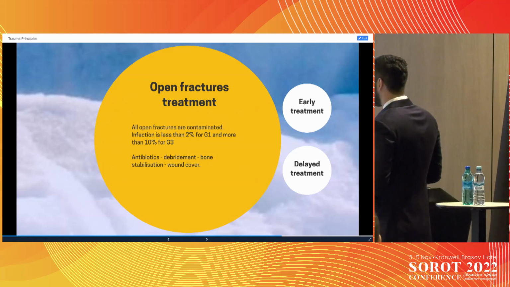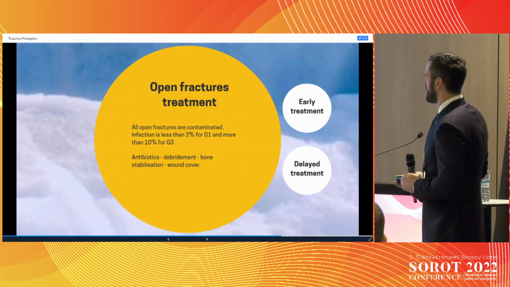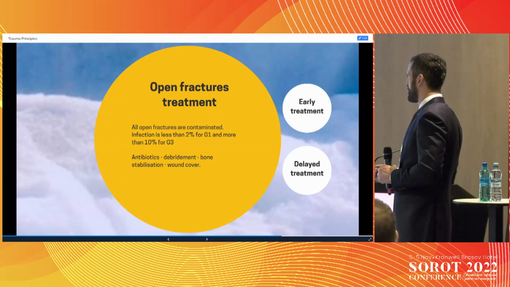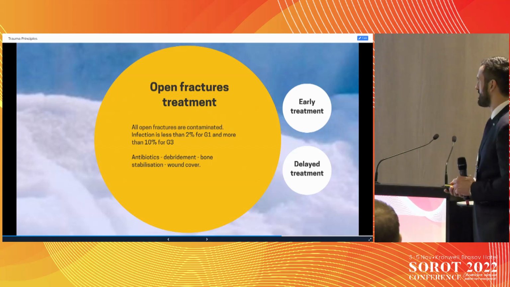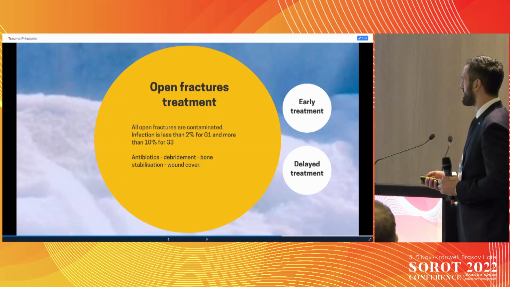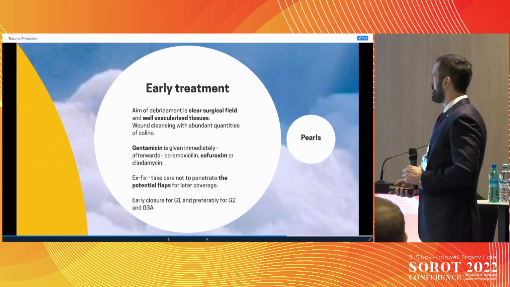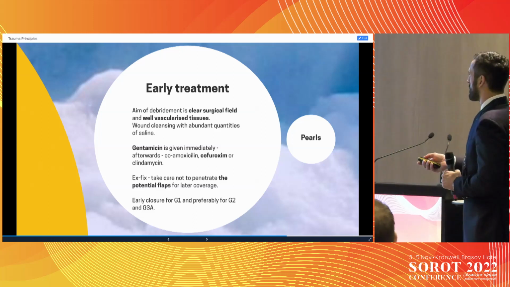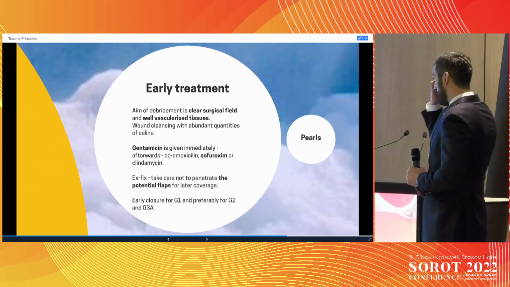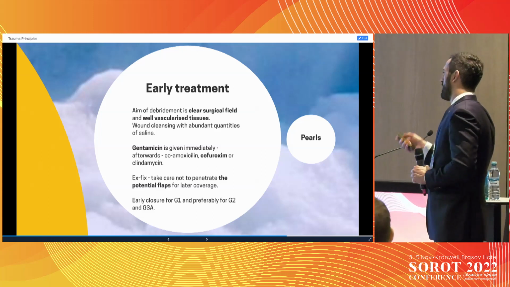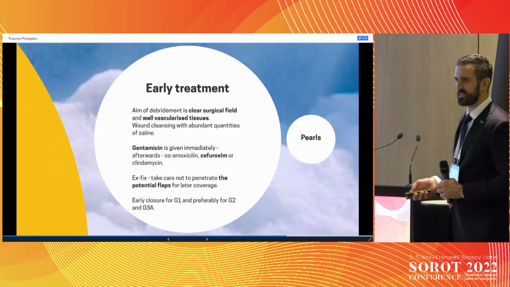When we treat open fractures, all open fractures are generally contaminated. Infection is less than 2% for Gustilo-Anderson 1, and more than 10% for Gustilo-Anderson 3. We have to use antibiotics, debridement, bone stabilization, and cover the wound. So debridement to get a clear surgical field. Gentamicin is usually given immediately. Afterwards, we go with co-amoxicillin, cefuroxime, and so on. We put in the X-fix.